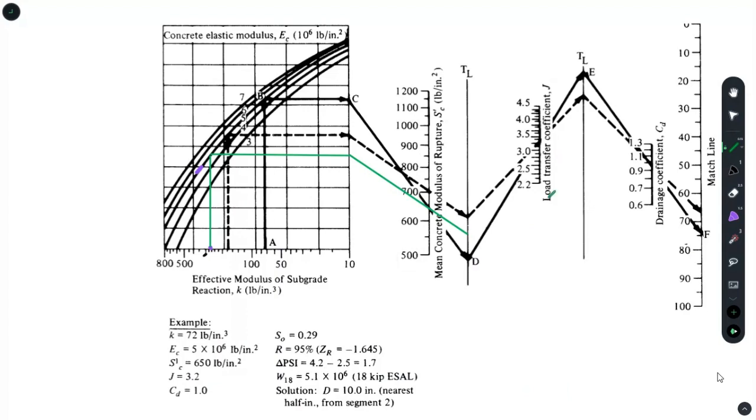In our math, the load transfer coefficient was 3.2. Let's say the value is somewhere over here, so we'll just connect that. Let's say it goes like that.